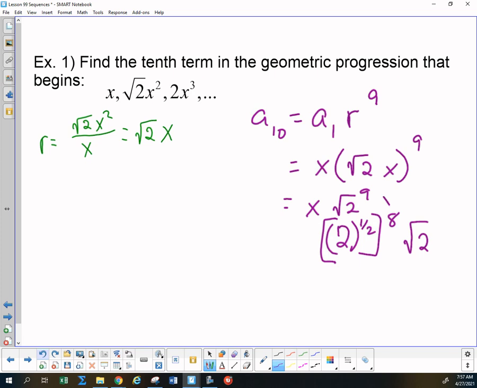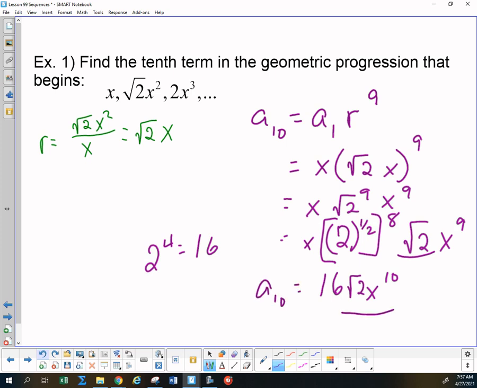Then I've got the x to the 9th and the x that I had out in front. So if I put my x's together, I have x to the 10th. 2 to the 1/2 to the 8th is 2 to the 4th, right? And what is 2 to the 4th? Everybody shout it out. So that's going to be 16, and then I have this one extra root 2 in there. So my 10th term is 16 root 2 x to the 10th. Are we good with that one? Anybody at home or in class with a question though?